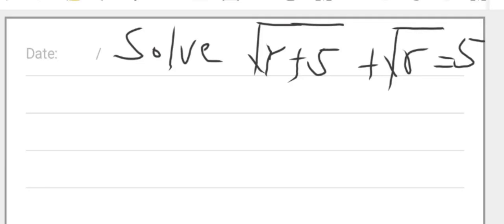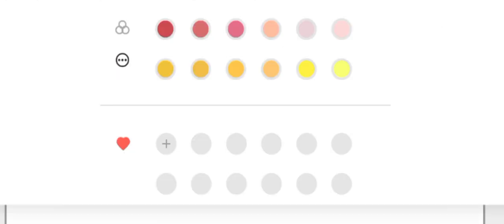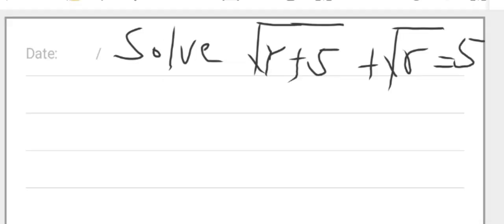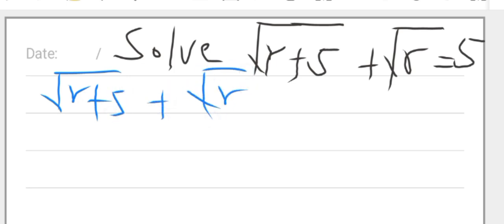Welcome back. We now want to look at another radical equation and how to solve it, to improve our understanding of the concept of radical equations. Remember, this is an application of surds, not sets. So we are told to solve the equation: root of r plus 5, plus root r, equals 5.